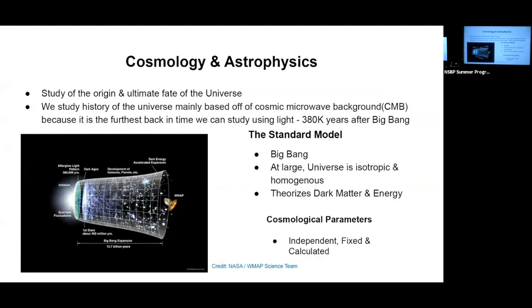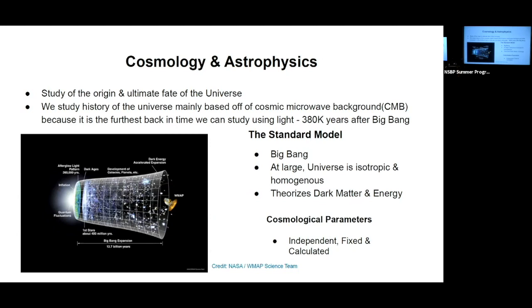Before we discuss what cosmic parameters are, let's discuss the general background of this subject. So the basic idea of cosmology in astrophysics is to study the origins of the universe and what its fate is. To study this, we need to find out how physical quantities act. The main source of data we currently have is the cosmic microwave background.